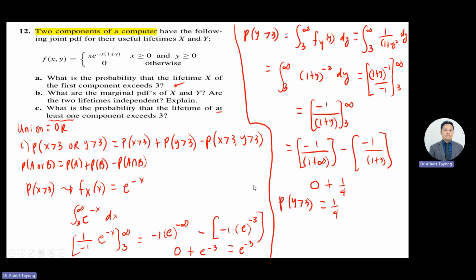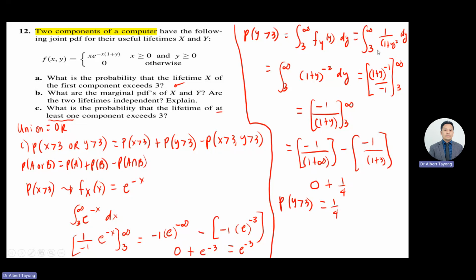So we have already calculated P of x greater than 3, that is e raised to the power of negative 3. And here we have P of y greater than 3. We use the marginal PDF of y, and we integrate using these limits because it's mentioned greater than 3, so from 3 to infinity.